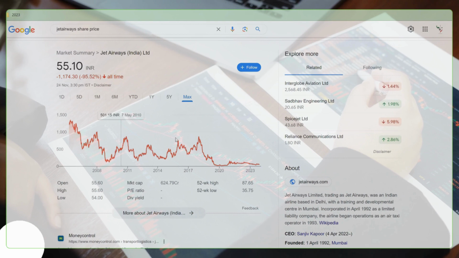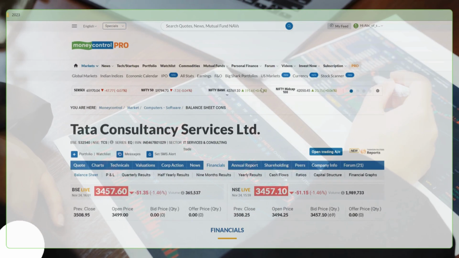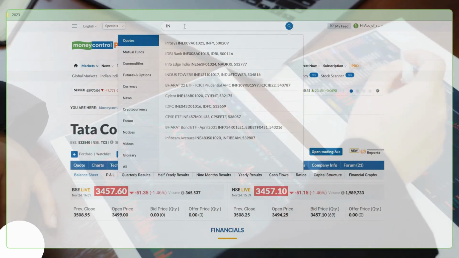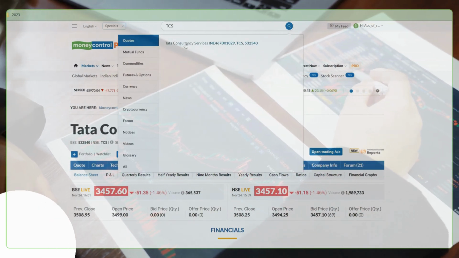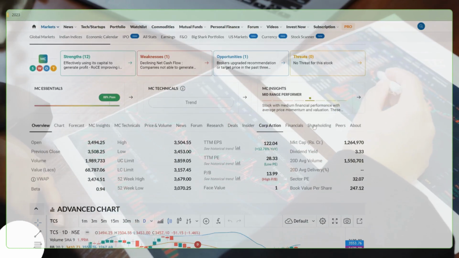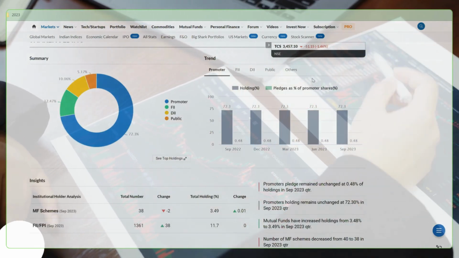Then you can see shareholding patterns, right? Shareholding patterns you can see on, say, Money Control. If you search any company, let's go with TCS, once you come here, you click on shareholding pattern. So this format you will see.